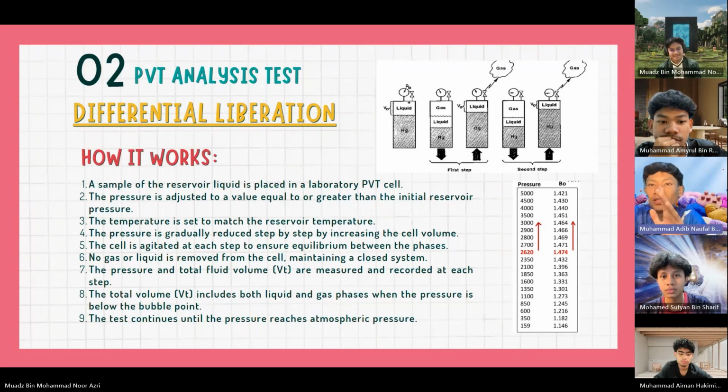No gas or liquid is removed from the cell, maintaining a closed system. The pressure and the total fluid volume (VT) are measured and recorded at each step. The total volume, that is VT, includes both liquid and gas phase when the pressure is below the bubble point. Lastly, the test continues until the pressure reaches atmospheric pressure.